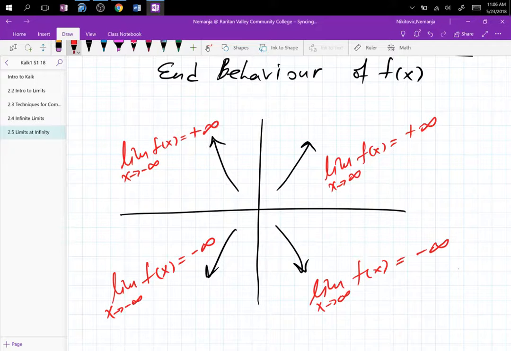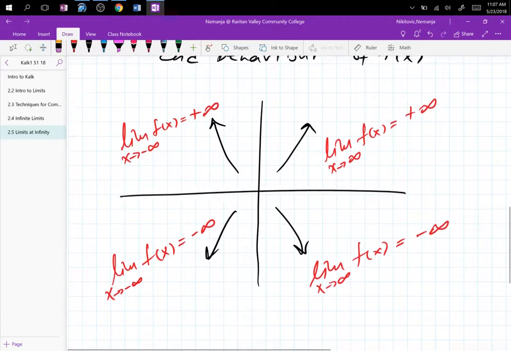Now, this is the end behavior of the function which you learned already in your pre-calculus course, but you haven't used limits to give a concrete definition to it. You just said as x tends to positive infinity, y tends to positive infinity, right? And that was describing this. But now, in terms of the limit, we can give a much more concise definition. So that would be the end behavior of these functions.